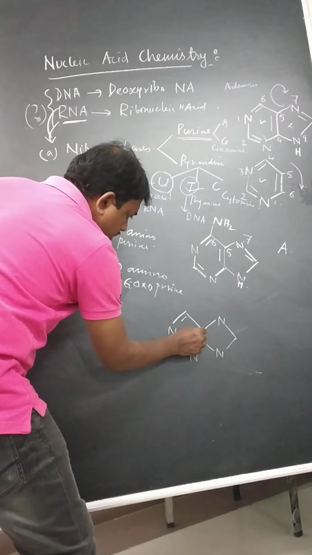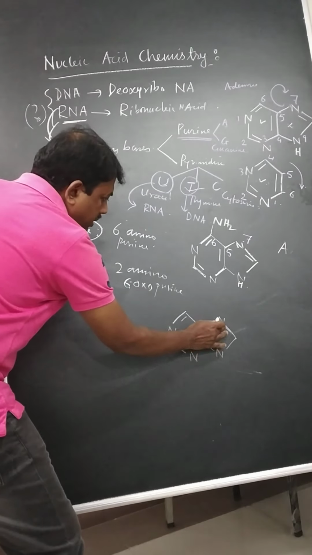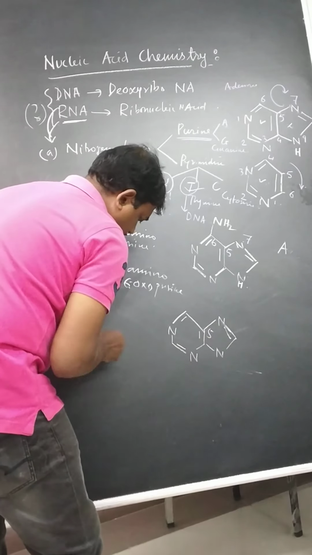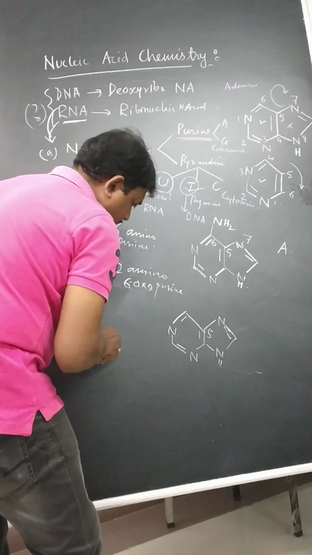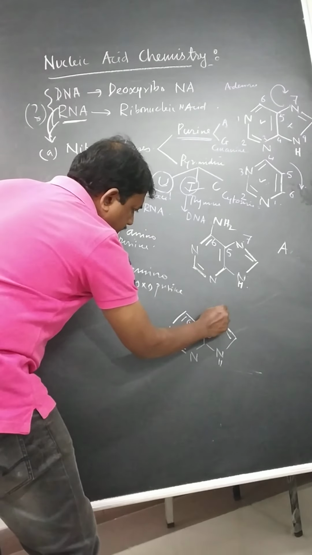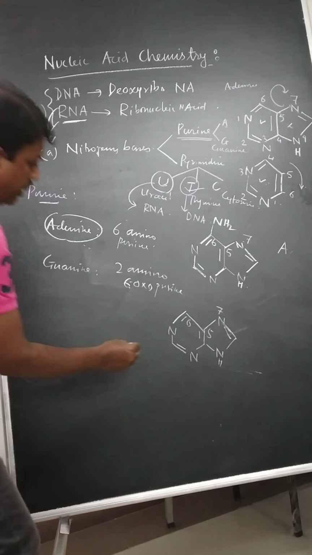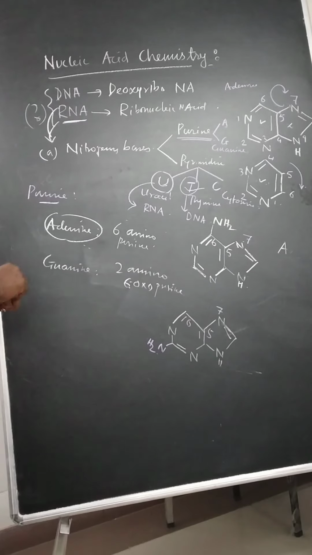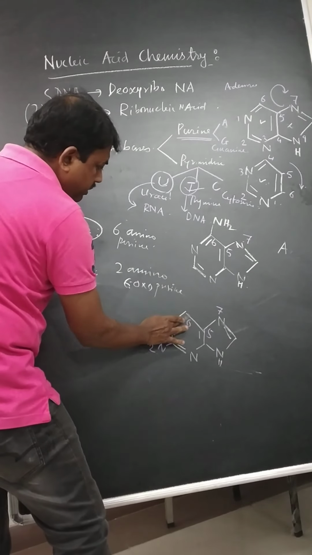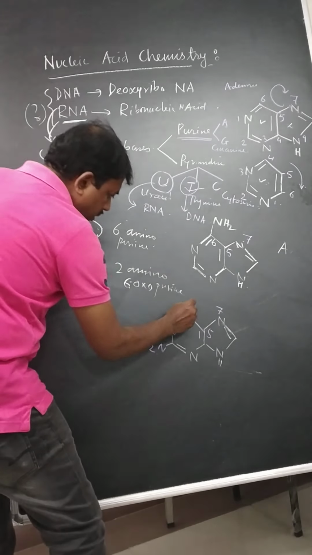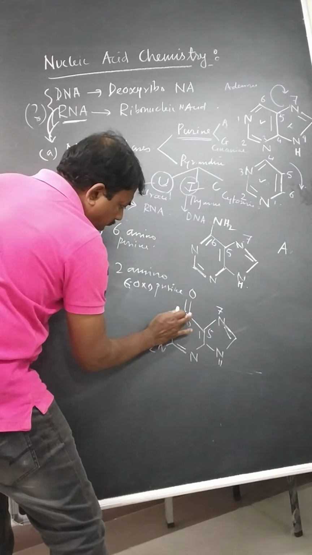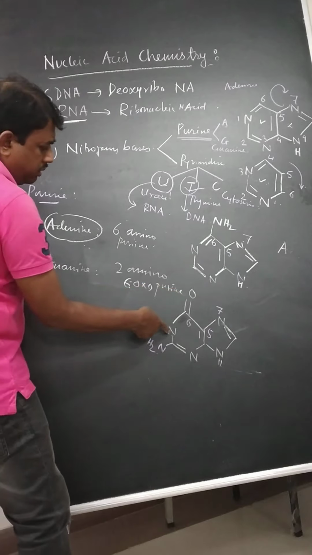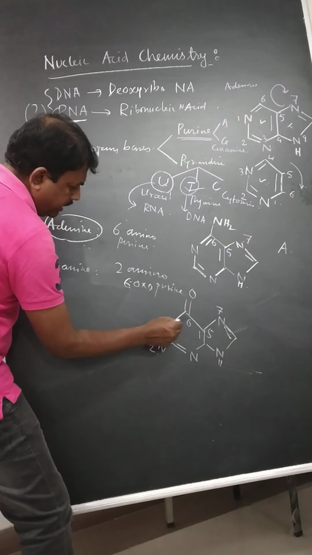Put the double bonds. Number it. Six and 7. So what is that? 2-amino. Put one NH2 here. 6-oxo. Now when you are putting this oxo, double bond O, you have to wipe off the double bond nearest to this oxo. Now this is divalent, so you have to put one H here.